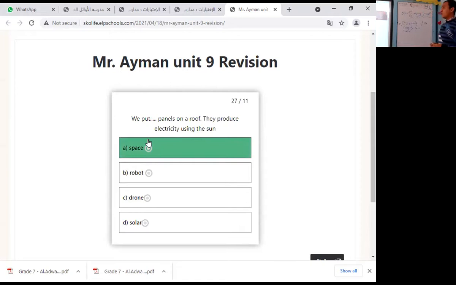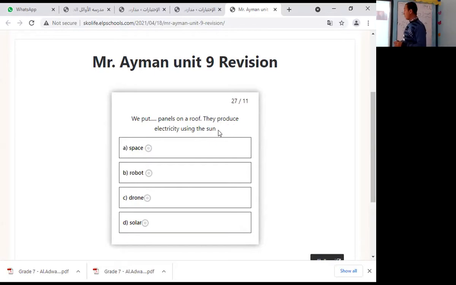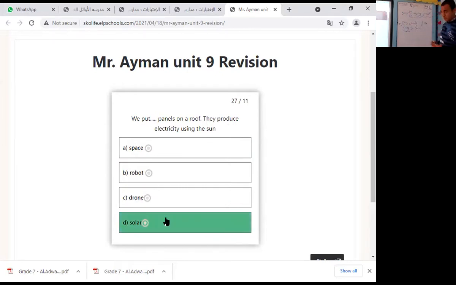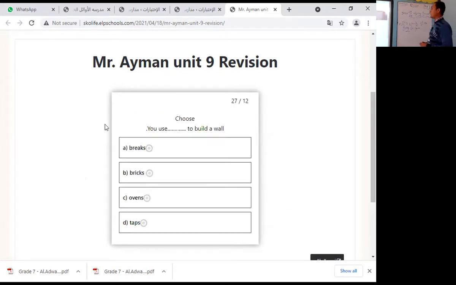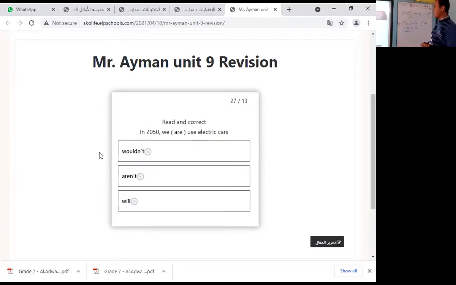Number 11, we put space panels on roof, okay? They produce electricity using the sun. We put what? Space or robot or drone or solar. We put solar panels, okay? Number 12, you use space to build wall. We use what? We use bricks or ovens or taps. Yes, the answer is B. We use bricks, okay, to build walls.